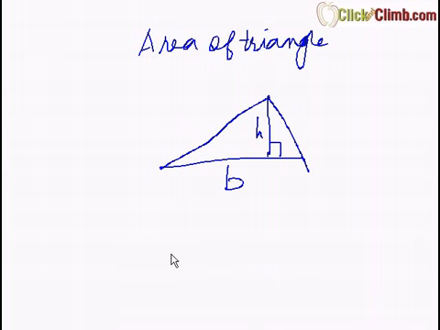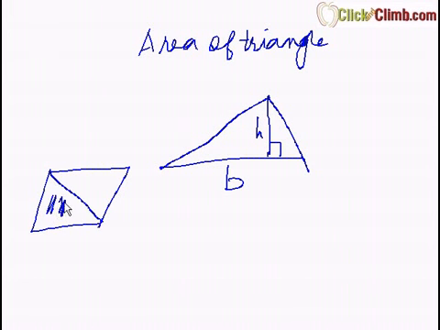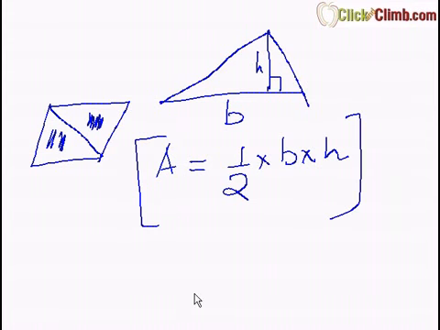Now what actually is a triangle? A triangle can be considered as half of a parallelogram. So this is half of a parallelogram, this is a triangle, and this is another triangle. What was the area of a parallelogram? Base times height, and a triangle is half of that parallelogram, so the area of this triangle will be half of the area of the parallelogram. So the formula becomes half times base times height. This is the formula for finding the area of a triangle.